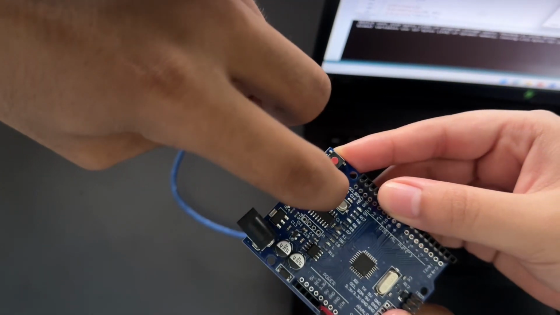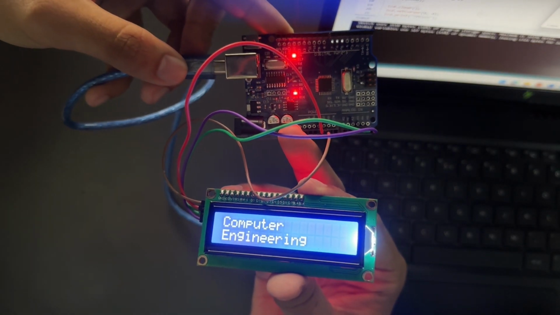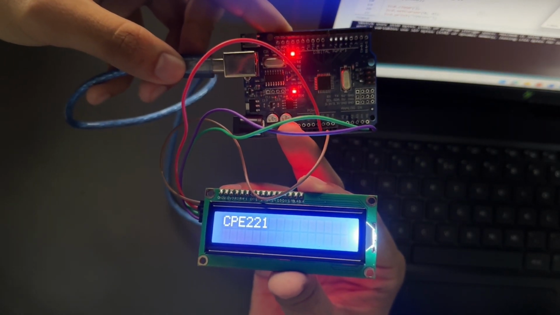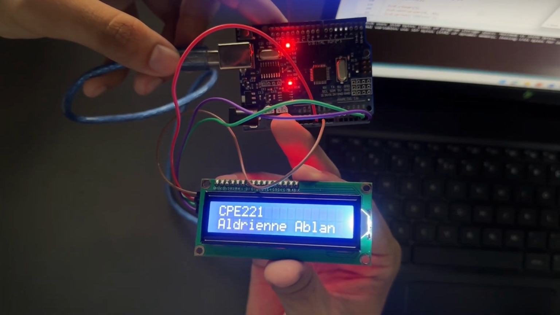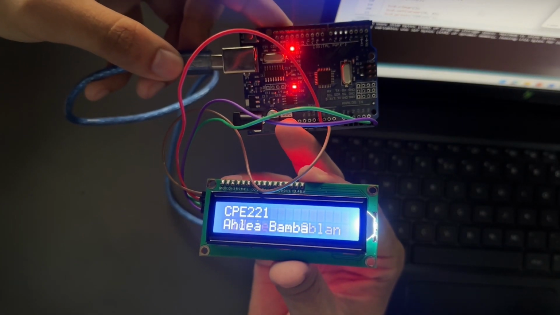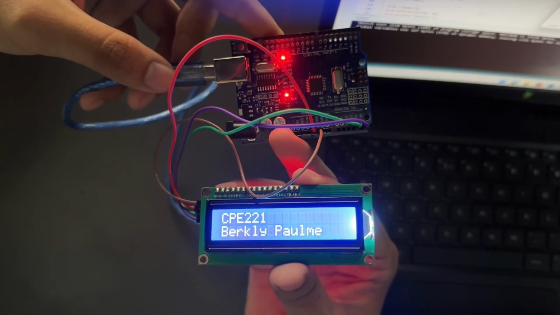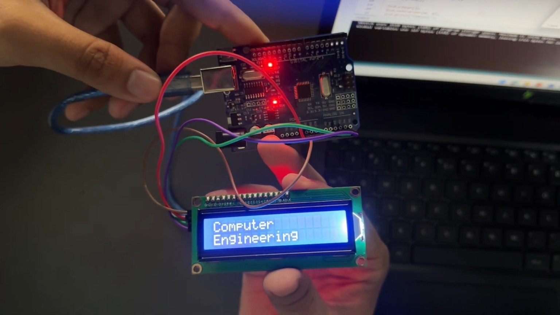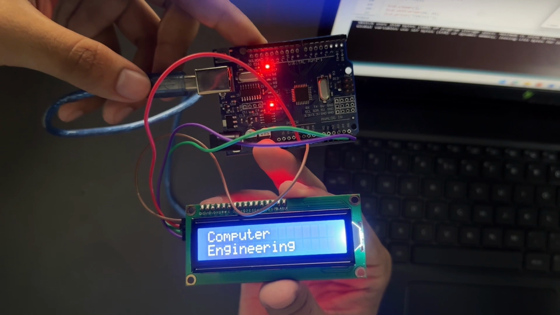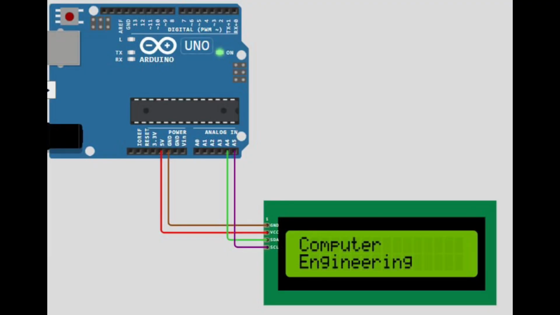I've already uploaded the code into the Arduino, so here is the output of our code earlier. As you can see, each text displays for 5 seconds. It starts from computer engineering, then after 5 seconds goes to CP221, then after 5 seconds, it will display our names each with the interval of 5 seconds. And as you can see, it repeats because we have written this code in the void loop. For additional information, this is the Arduino Uno board connections.